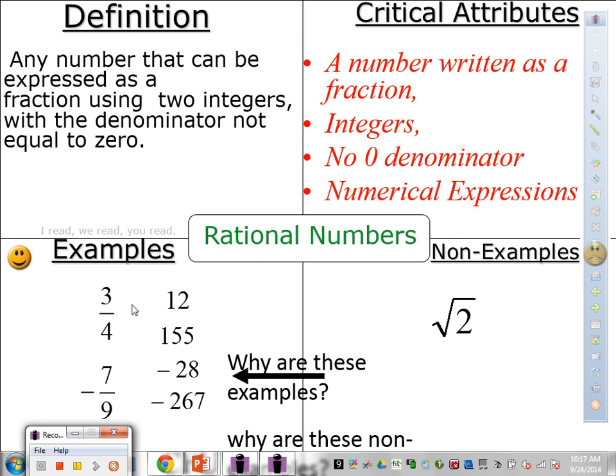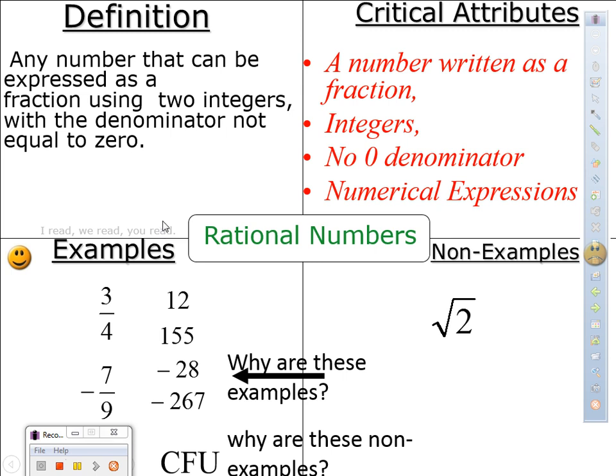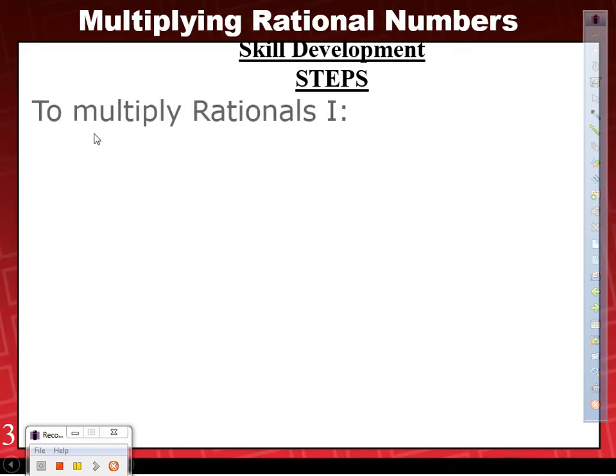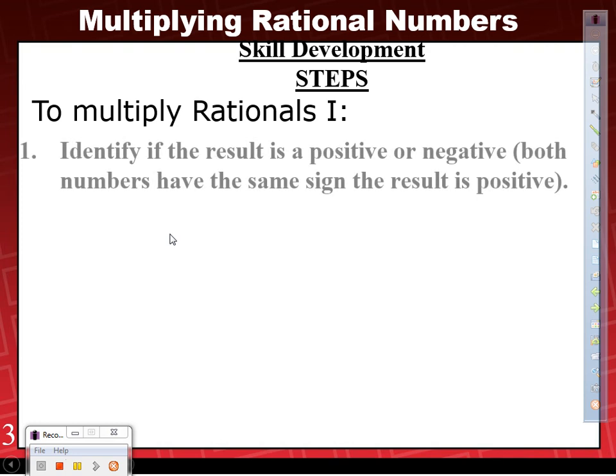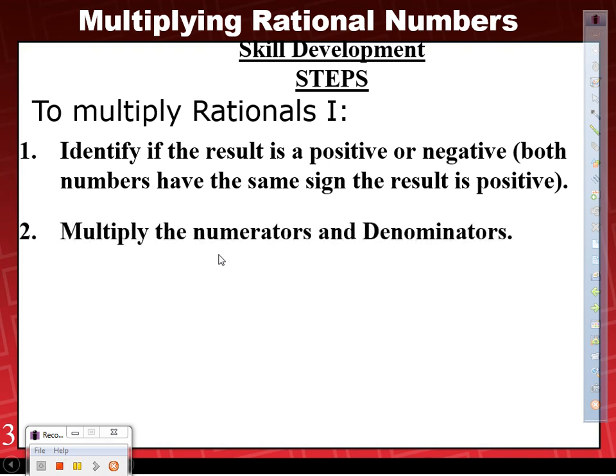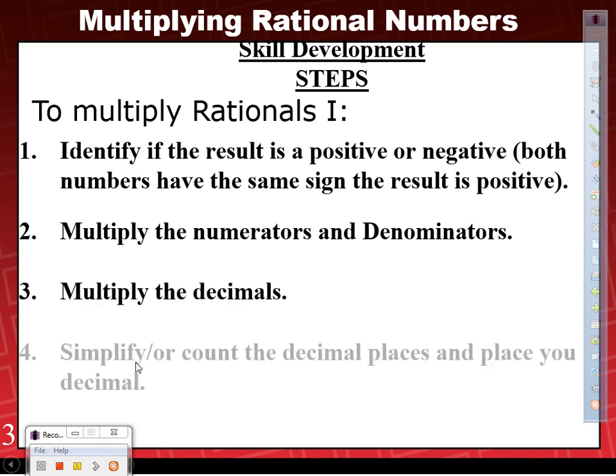Okay, write these steps down, please. Here we go. To multiply rationals, number 1: identify if the result is positive or negative. If both numbers have the same sign, then the result is positive. Step 2: multiply the numerators and denominators. Multiply the decimals. Simplify or count the decimal places and place your decimal. Copy that.